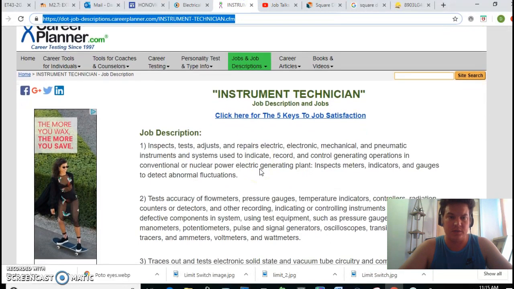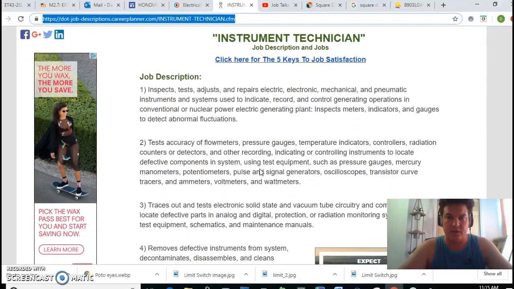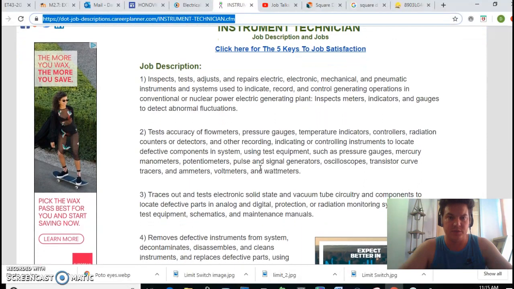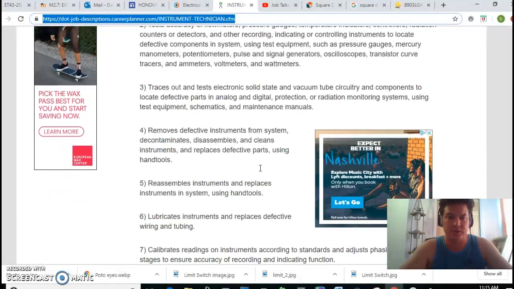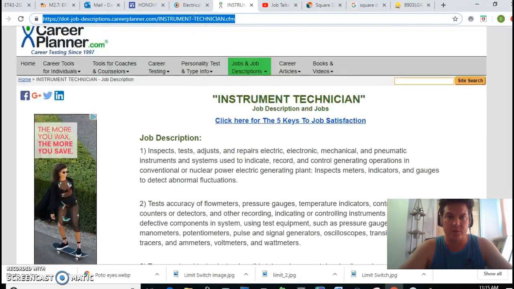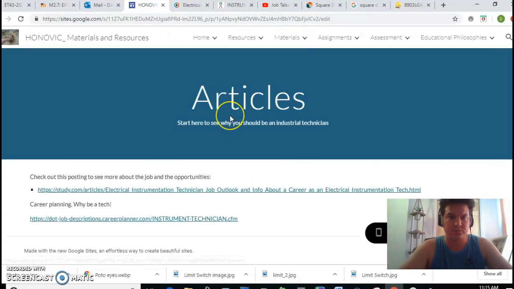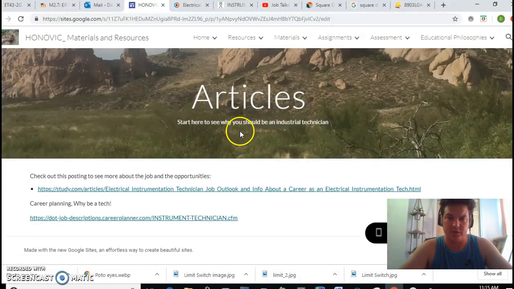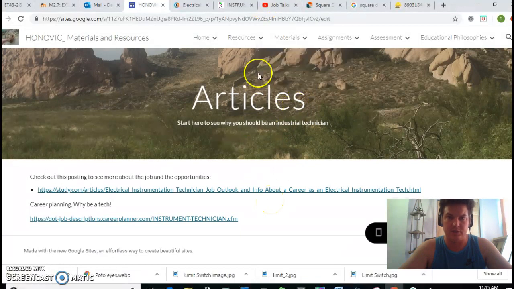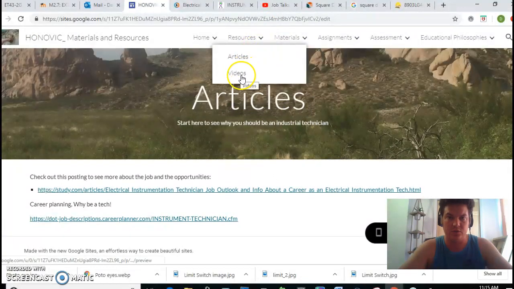Here's another document of what it takes to become a technician, what they'll do as a technician. So I put those on my website in the resources under articles. I have those 2 links there. So start here to see why you should be an industrial technician. And I have those links up for the kids, or anyone for that matter, to go and look at.